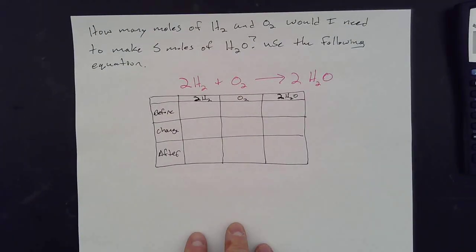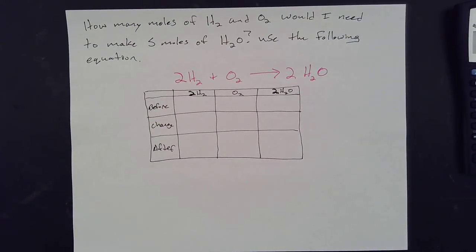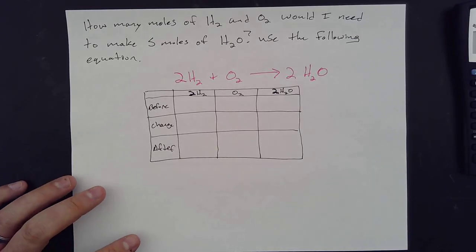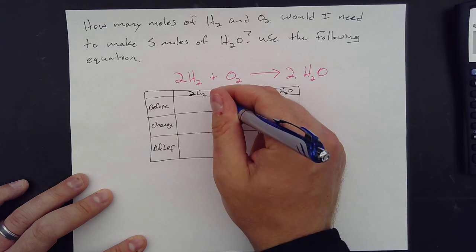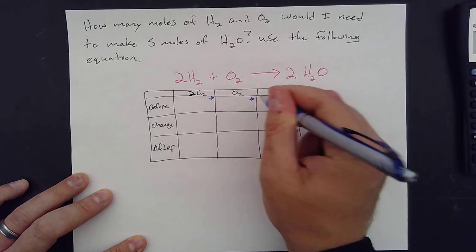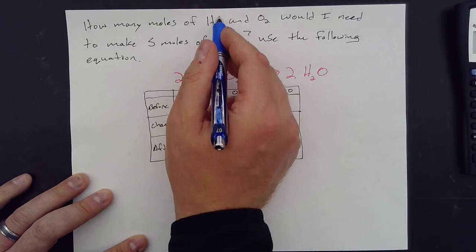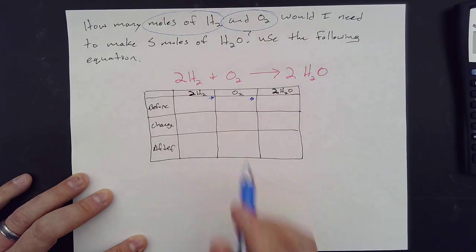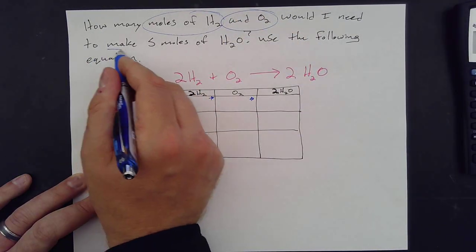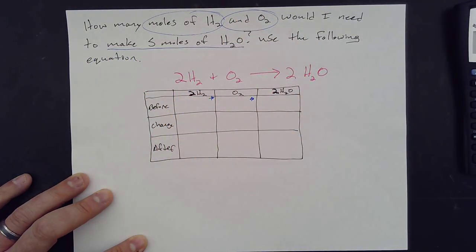So let's look at one more. This one's slightly backwards, so we're looking at this a little bit differently. So how many moles of H2 and O2? So I need to know how much in these two columns I would need. So how many moles of this and this to make 5 moles of H2O. So when I'm done with all this, I want to have 5 moles.